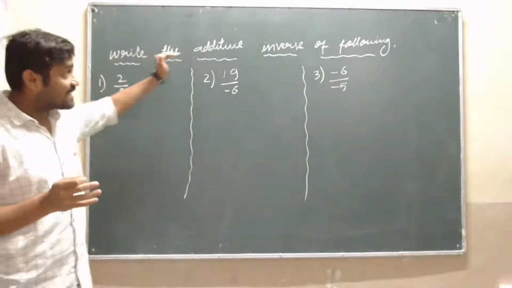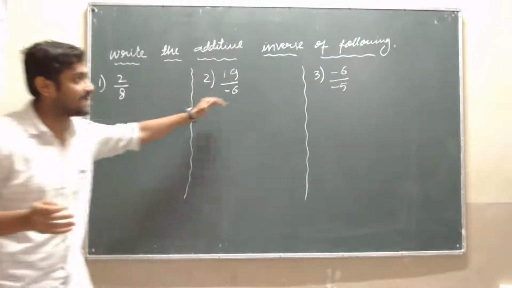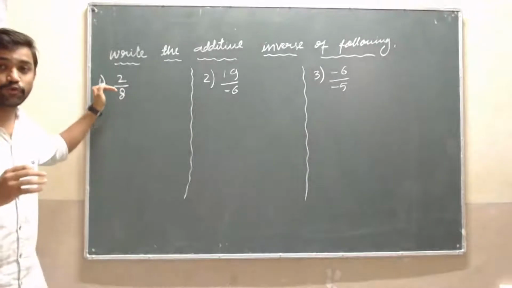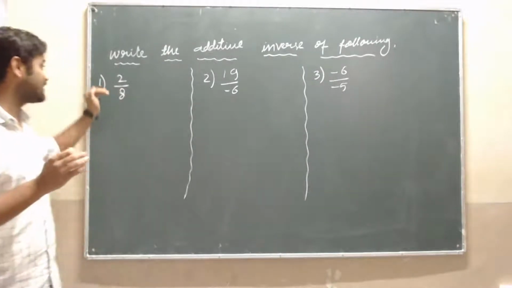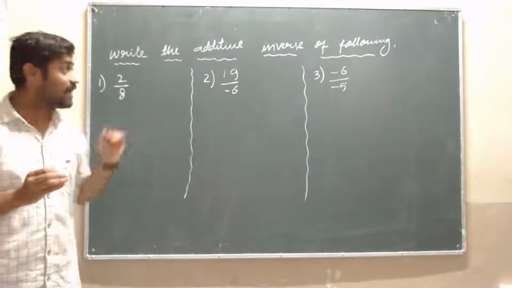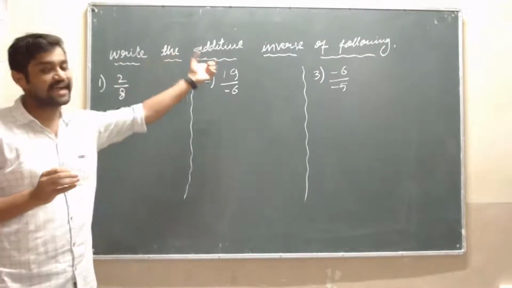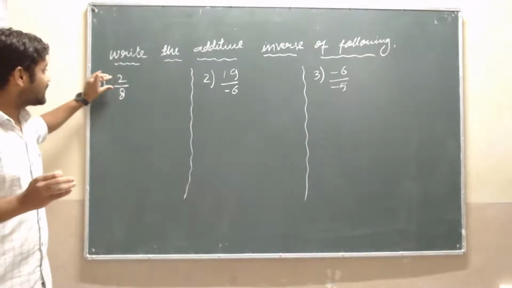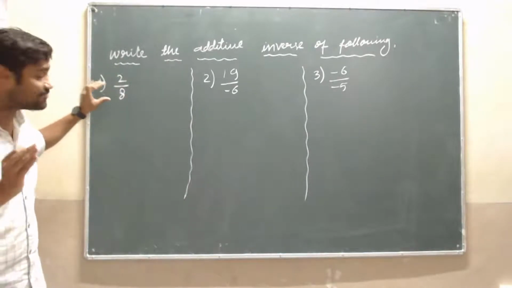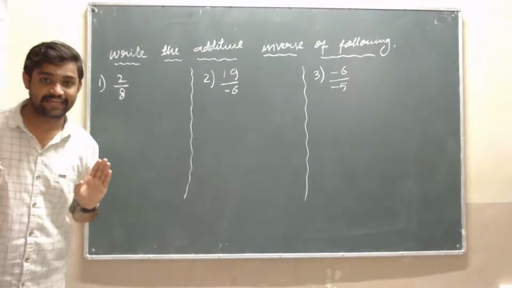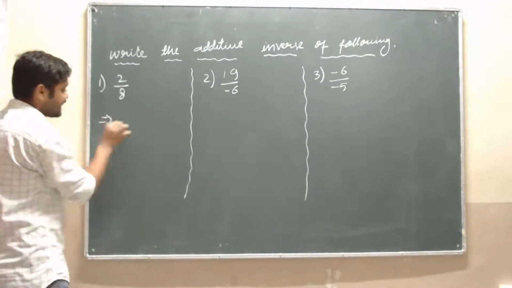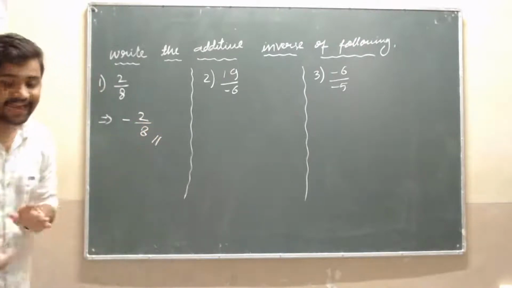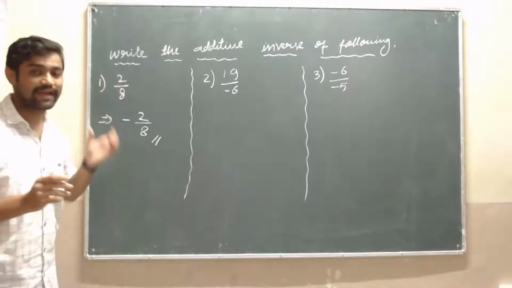Then write the additive inverse of the following rational numbers. The first question we have is 2 by 8. We have to change it into the additive inverse. First, it is positive, so we have to convert it into the negative. Simple, we can write it as minus 2 by 8. This is the additive inverse of plus 2 by 8.